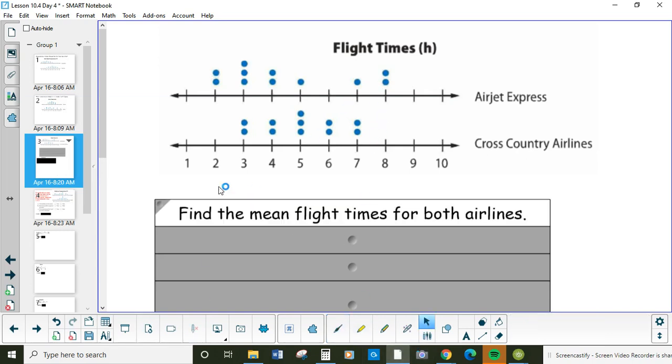So let's take a look at the first question. I want you guys to pause the video and see if you can find the mean for both airlines. Pause the video now.